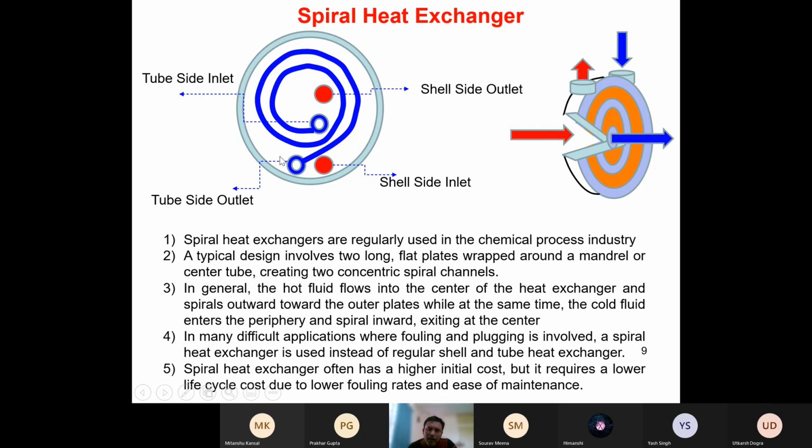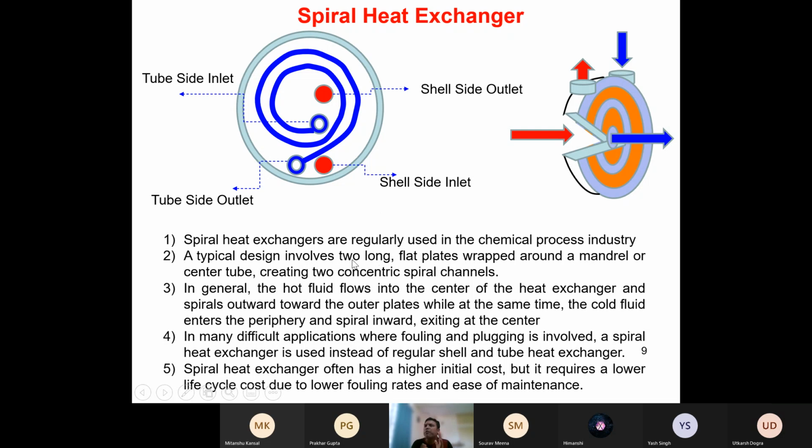You can see that the hot fluid is entering here, and then it follows a spiral path like this and comes out directly from here, whereas the cold fluid comes here at the periphery and follows the spiral path and finally comes out from the center. Okay, so this design is regularly used in the process industry.